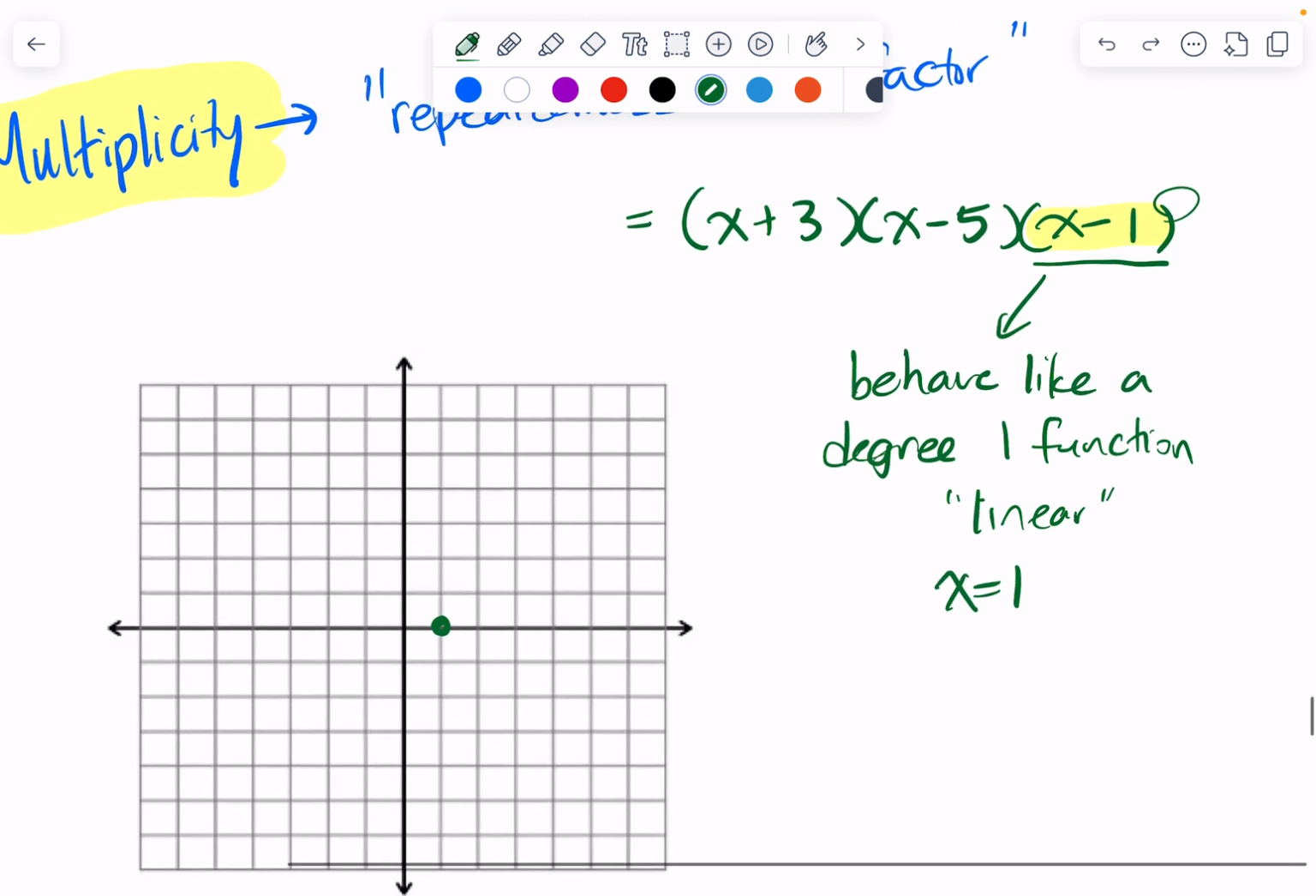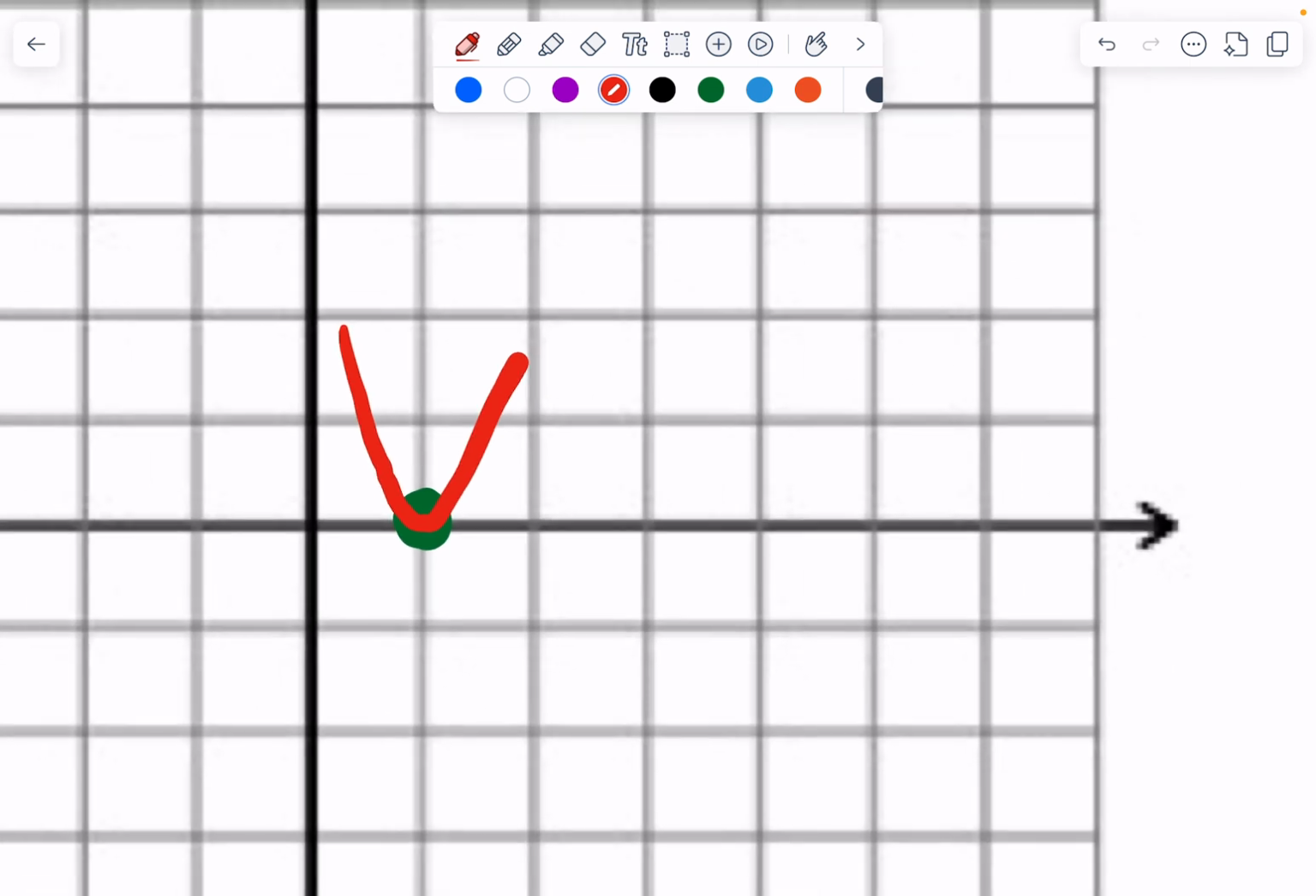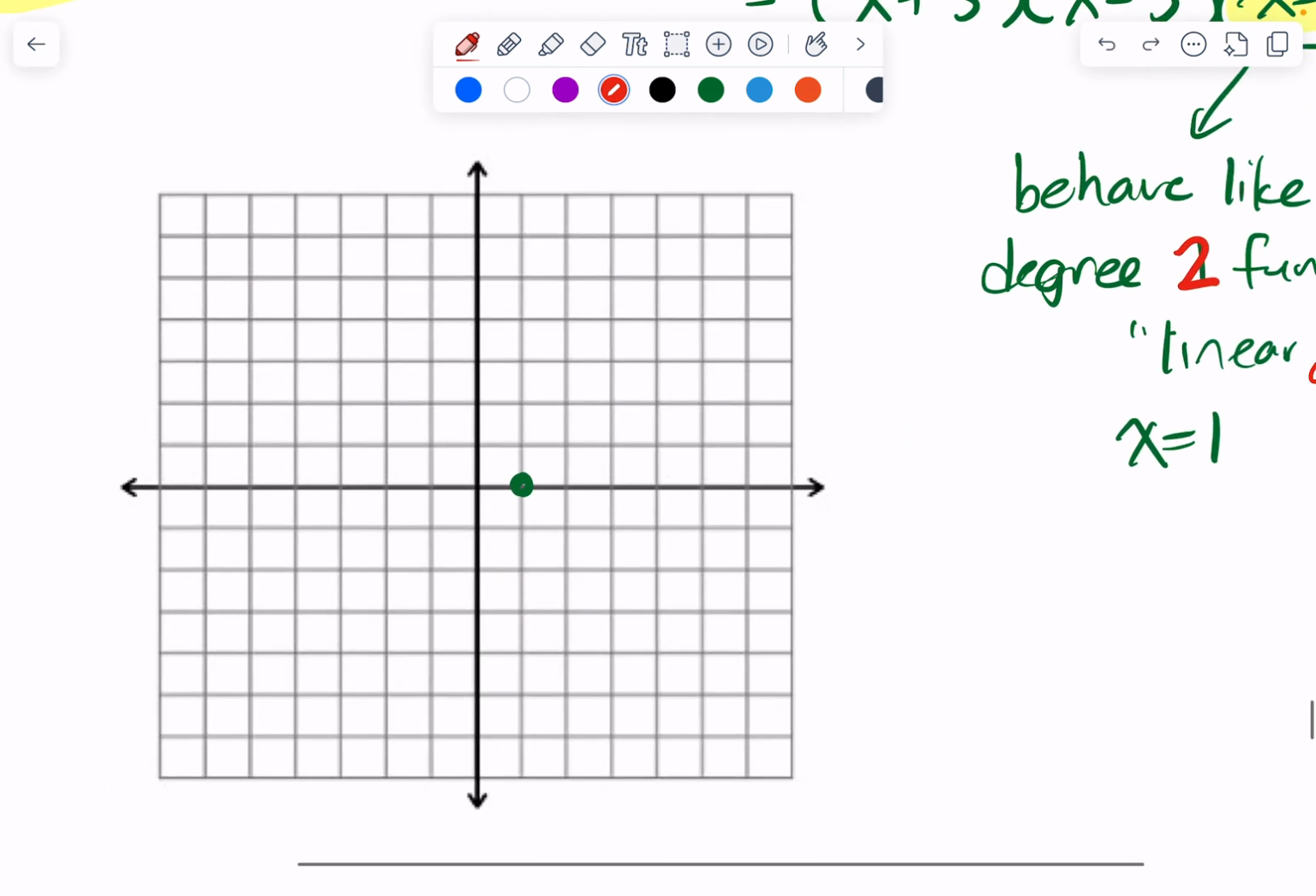Likewise, if we change this and put a 2, I'm going to use a different color. If we go red, if we put a 2 here, then this is going to behave like a degree 2 function, which is a quadratic. And so you would then expect, if it's approaching from the positive side like this, you would expect it to bounce off like the shape of a quadratic. Is it a perfect parabola? No, it's not. But that's the general shape of it at the root. Again, if we could zoom in infinitely, you would see that the shape gets closer and closer to an actual quadratic.